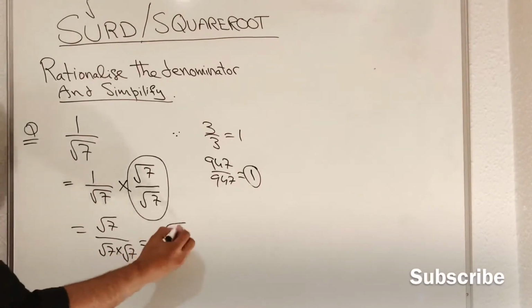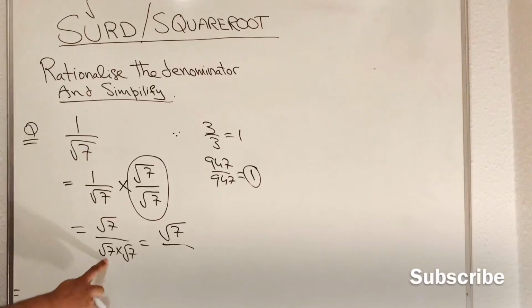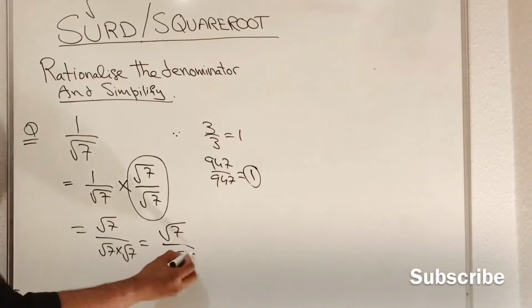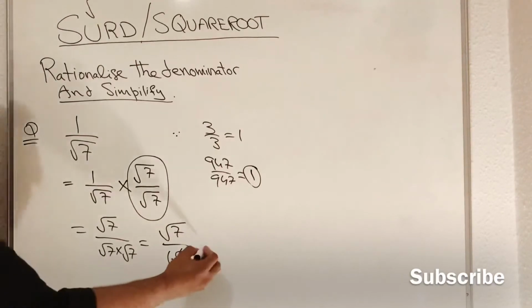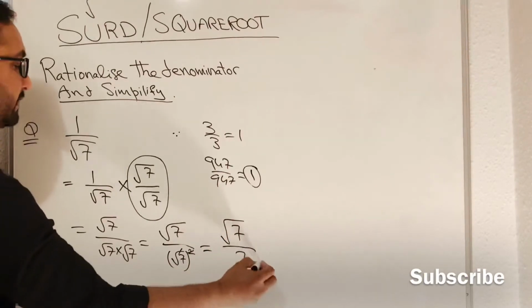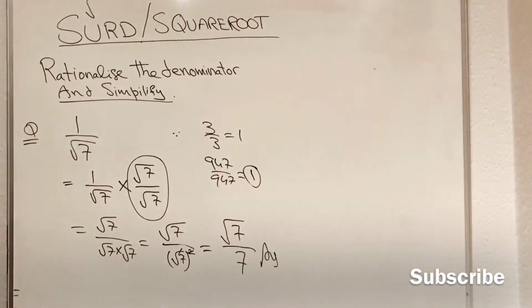And you know, square root 7 times square root 7 gives you square root 7 squared, and the square will cancel with the square root, and we will get our value: square root 7 over 7. So this is our answer.